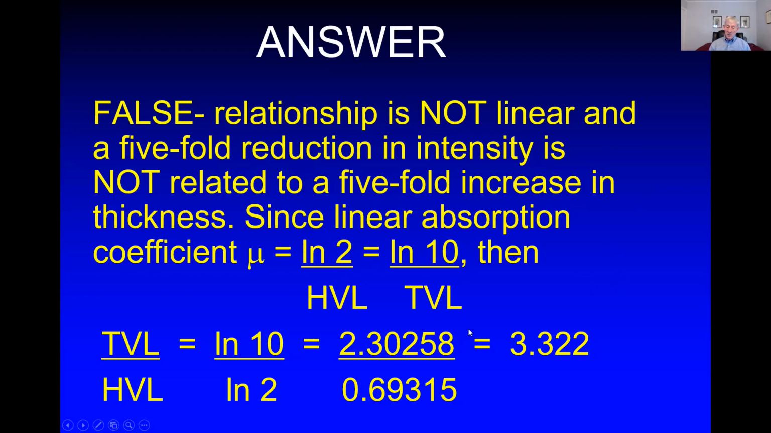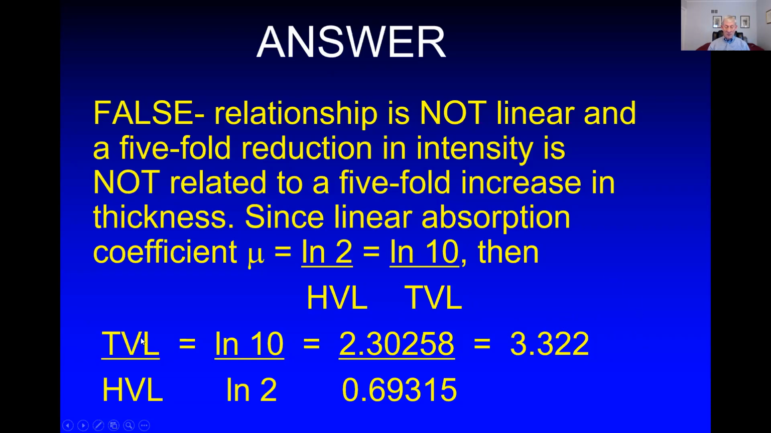And now look at this. If we take the ratio of 10th value layer to 1/2 value layer, the ratio is the log of 10 divided by the log of 2, not 10 divided by 2, but the log of 10 divided by the log of 2. And so a TVL happens to be 3.3 times as thick as an HVL.